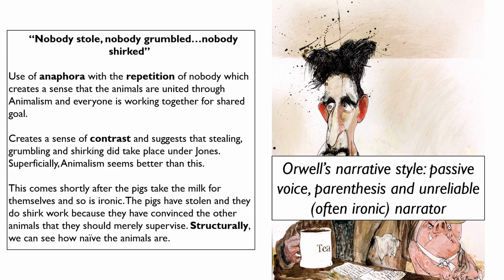The other technique that Orwell uses regularly is the unreliable narrator, and that often comes with a lot of irony as well. "Nobody stole, nobody grumbled, nobody shirked." When he says this, it's clearly not true, because nobody stole, the pigs are stealing the milk and apples. Nobody grumbled, well, animals are grumbling. Nobody shirked, the pigs aren't working hard, so they are shirking their responsibilities.